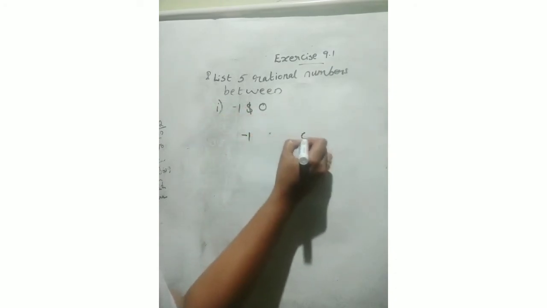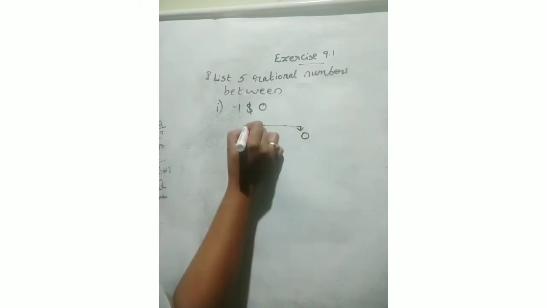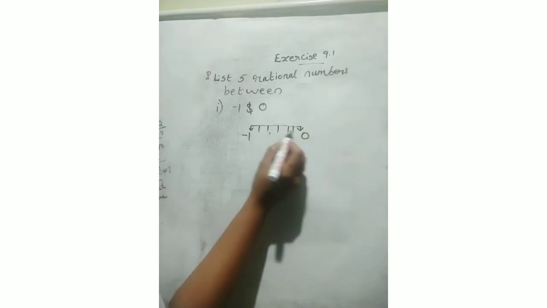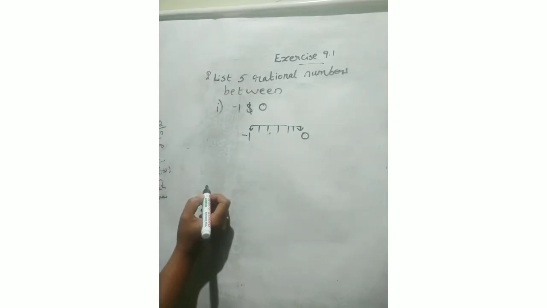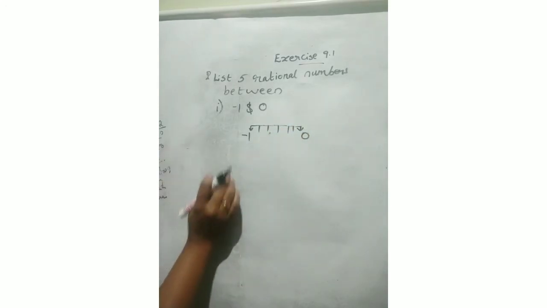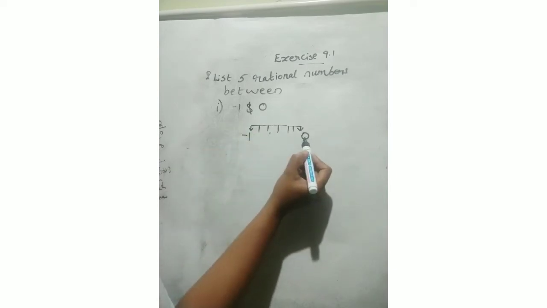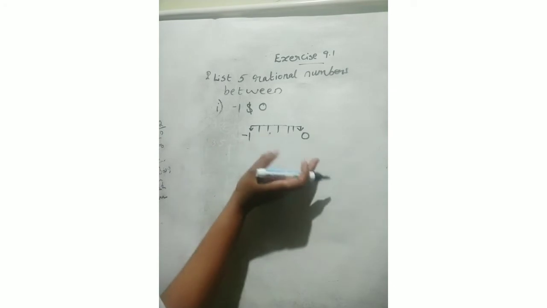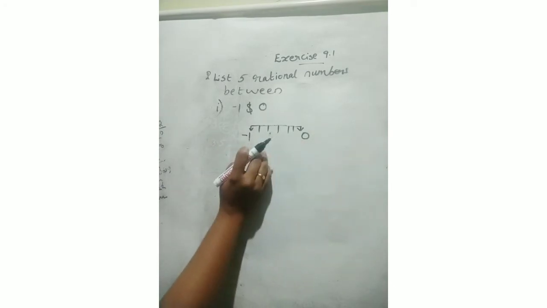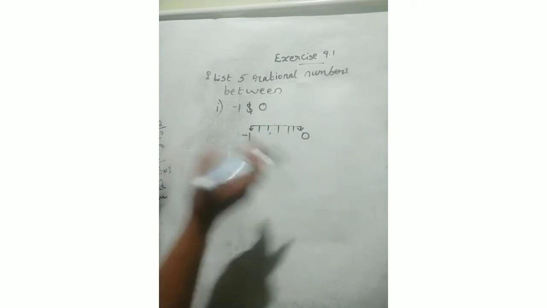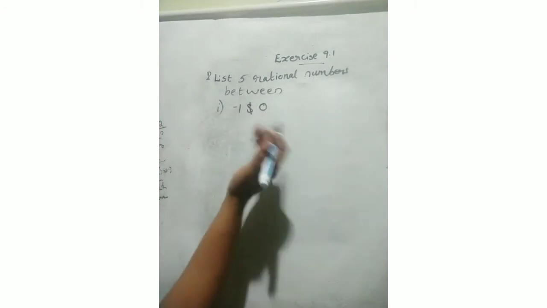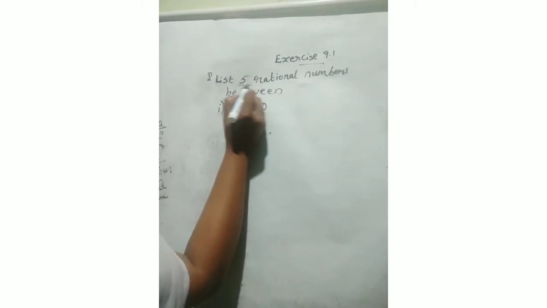We have to find 5 rational numbers between -1 and 0. Clear? How can we find out? We know that after 0, -1 is there, then -2 and so on. Between these two numbers, there will be many numbers, infinite numbers. So how can we find 5 rational numbers?